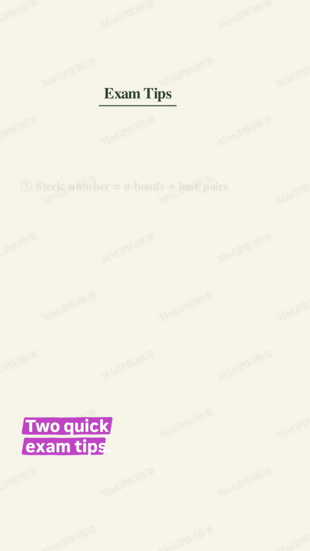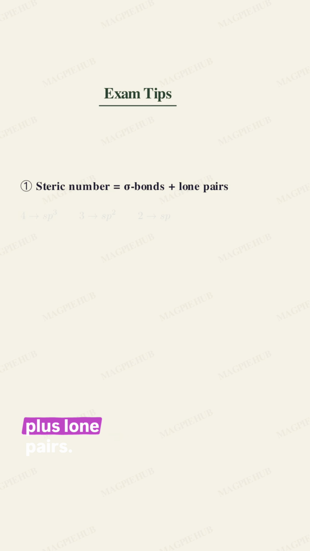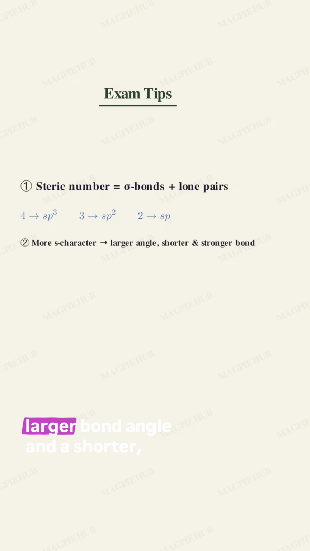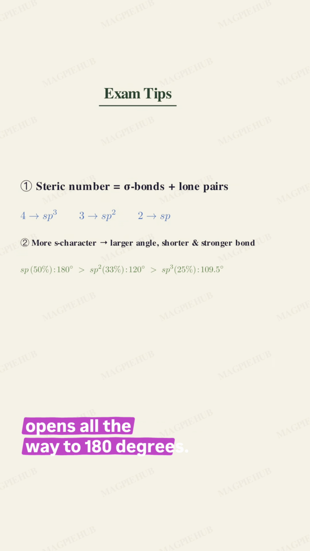2 quick exam tips. First, to find hybridization fast, count the steric number: sigma bonds plus lone pairs. 4 means sp3, 3 means sp2, 2 means sp. Second, more s character means a larger bond angle and a shorter, stronger bond. That's why sp at 50% s character opens all the way to 180 degrees.